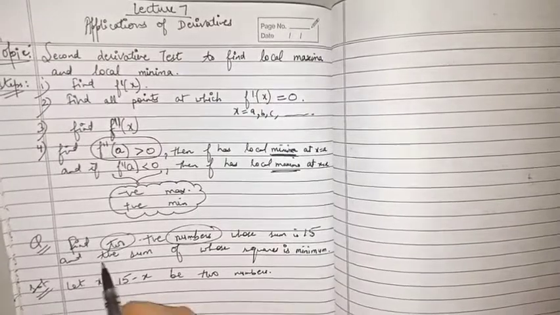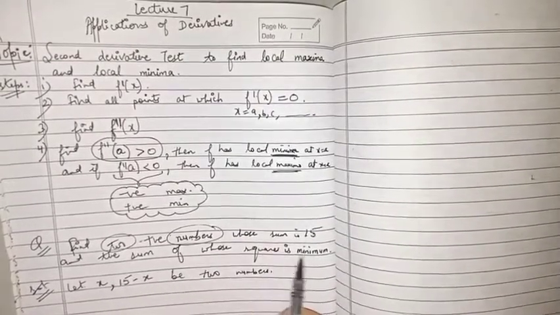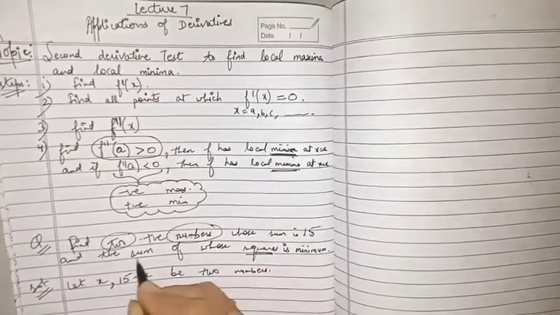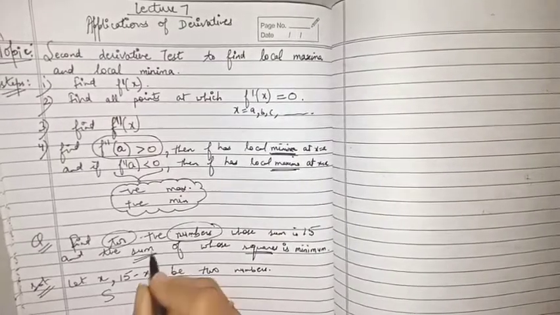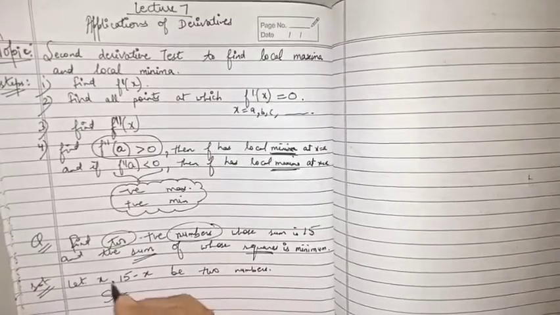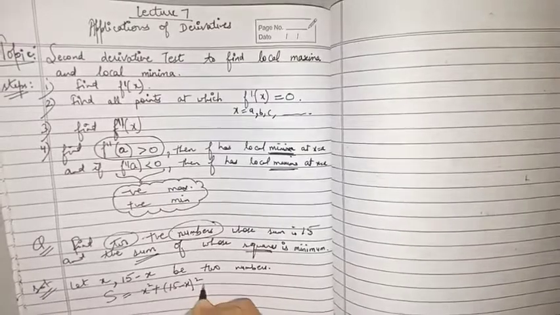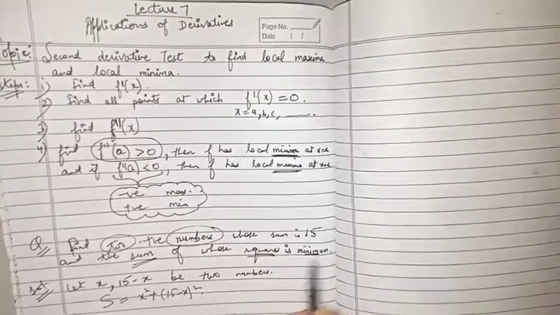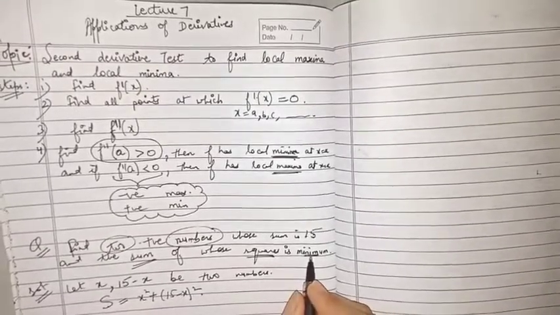Now we need to focus on the next statement, that is the sum of whose squares is minimum. We need to find the squares and then add them, right? Let us suppose the function is S, because the function is a sum. The squares mean x square plus 15 minus x square. We need to find the minimum value of this S function.